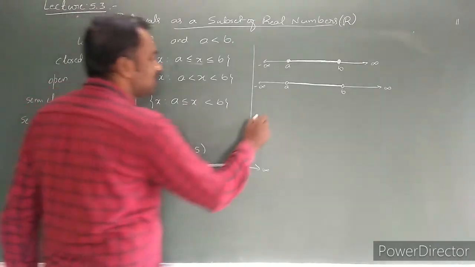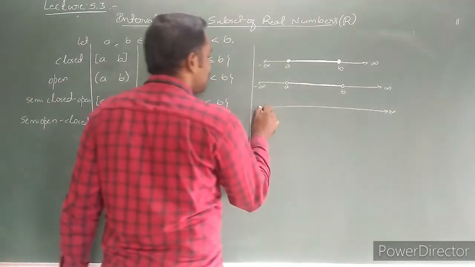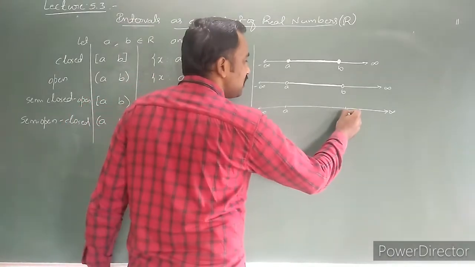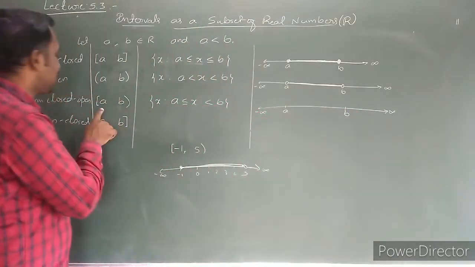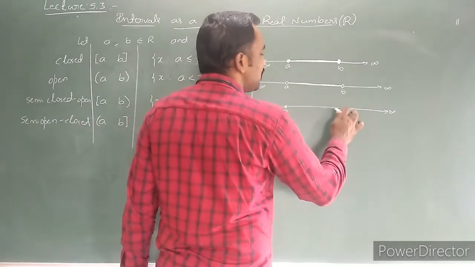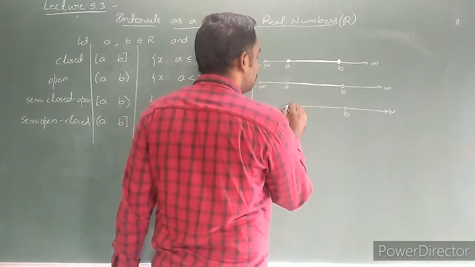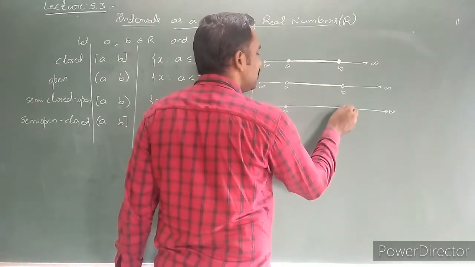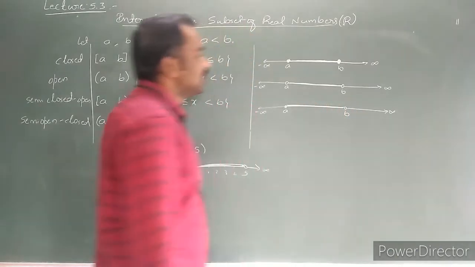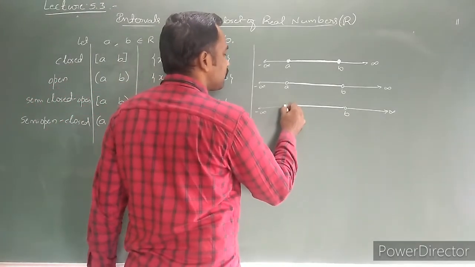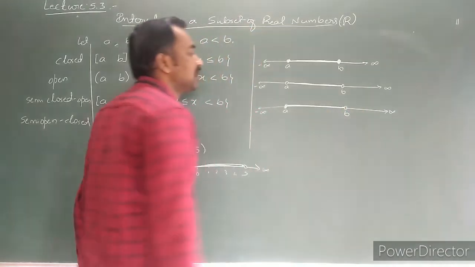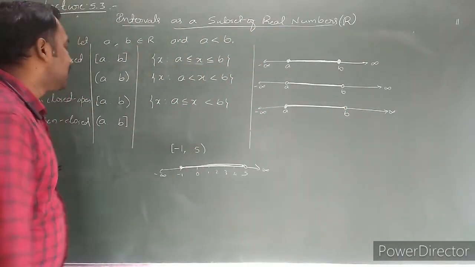Now, in general, if I write a real number line like this, negative infinity to positive infinity, here is my A and here is the B side. This is the semi-closed open interval. A is included, but B is not included. In between A and B are the real numbers. These are the values.